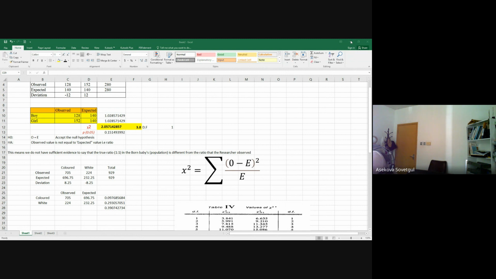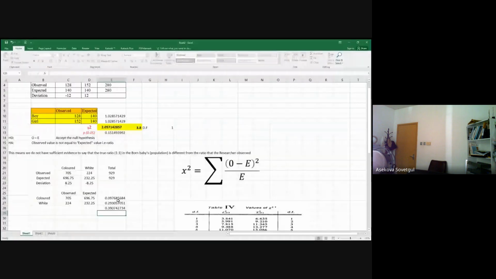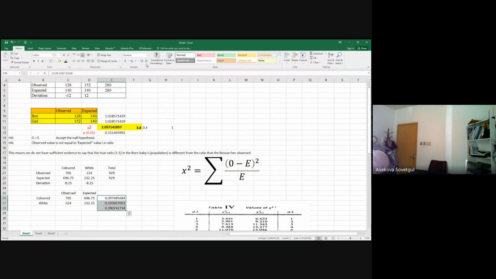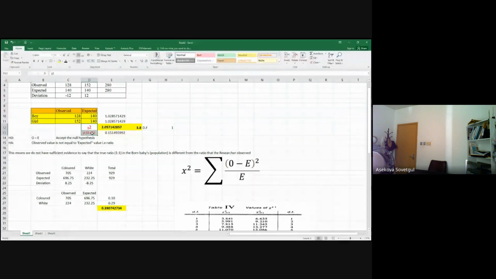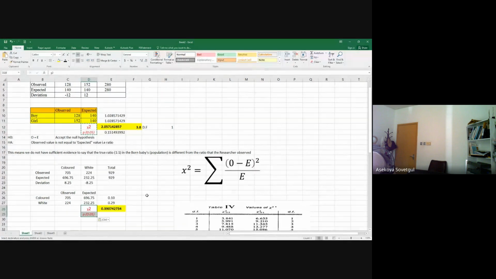What happened? Okay, so I like to do it this way, not so many digits. After the point, I like to keep only 2 digits. So this is my chi-square, 0.39. Here also, similarly, degrees of freedom is only 1 because we have only 2 categorical groups.